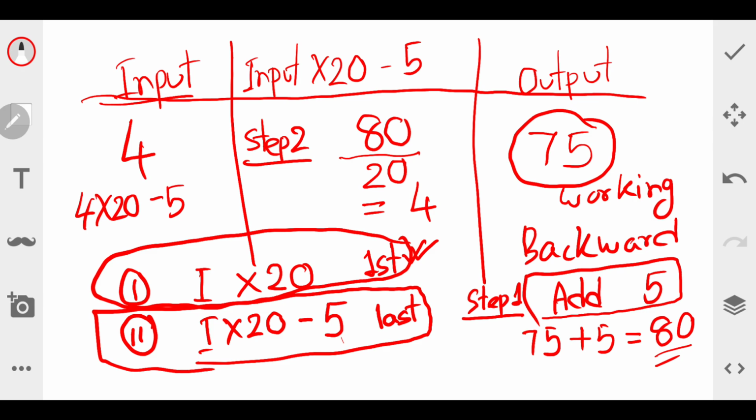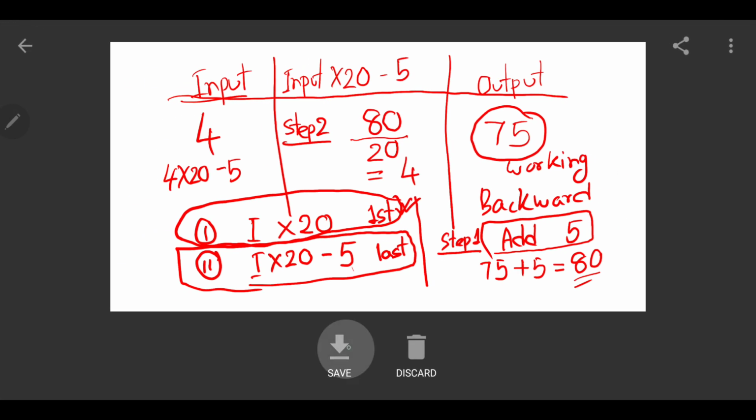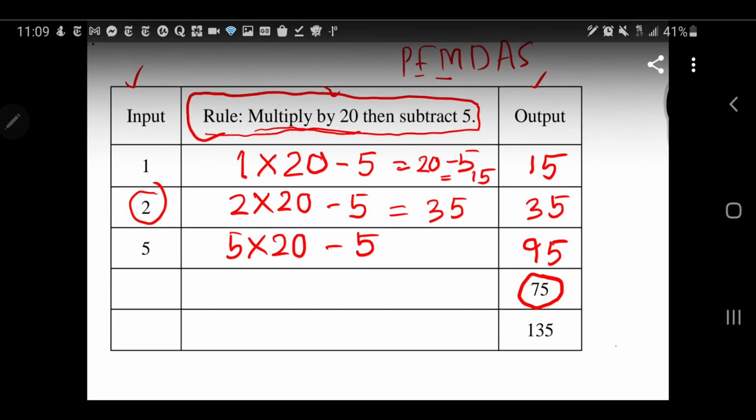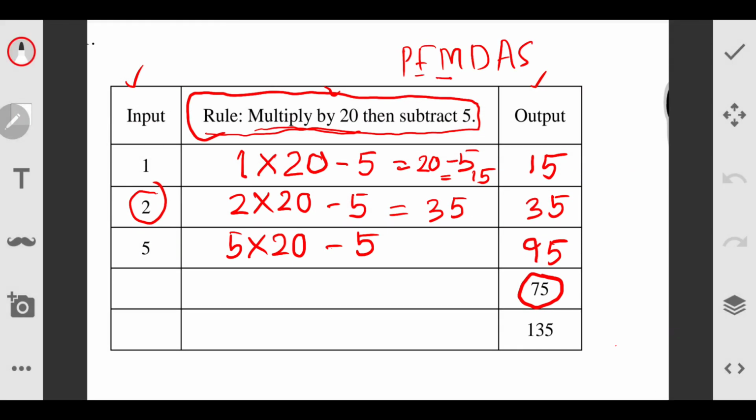Now I'll show you another way. Please make notes about the steps, what you have to do. Please write the first and last step if you are working from input to output, and then write the steps if you're working backwards. Okay, so we're done here and we know the input is 4. So I'll save this and go back to this.